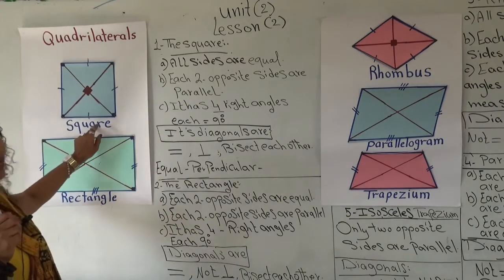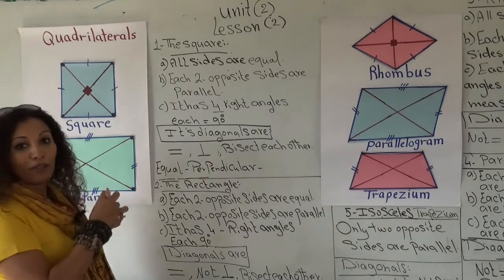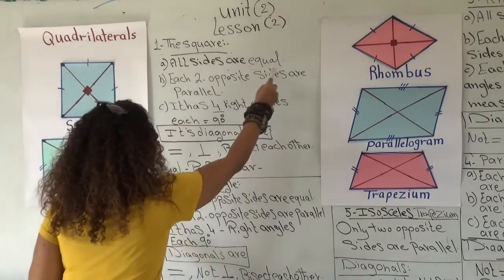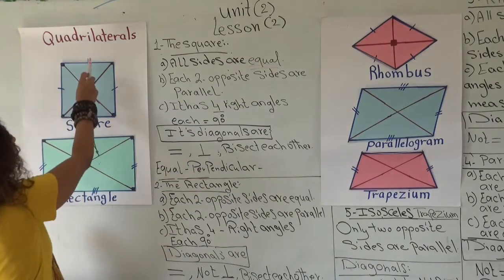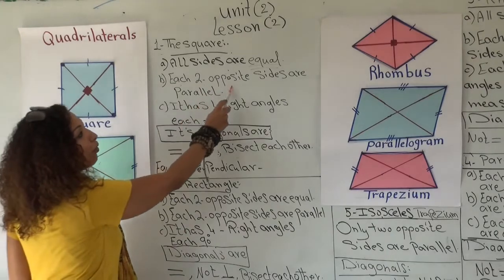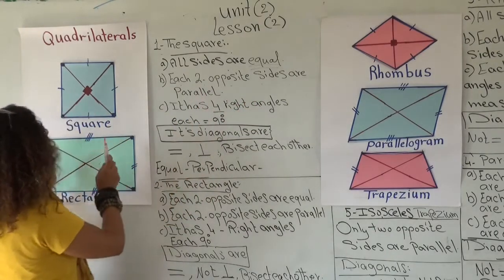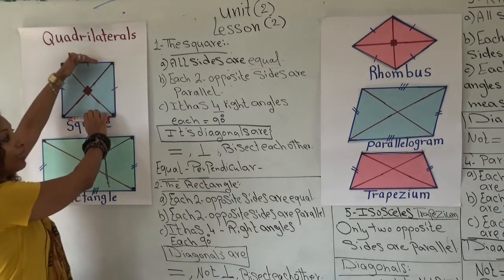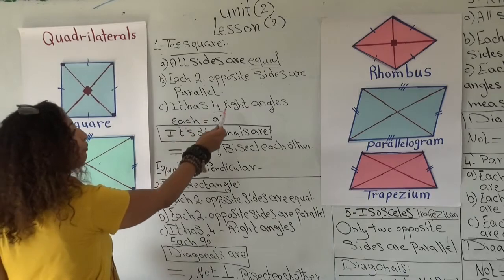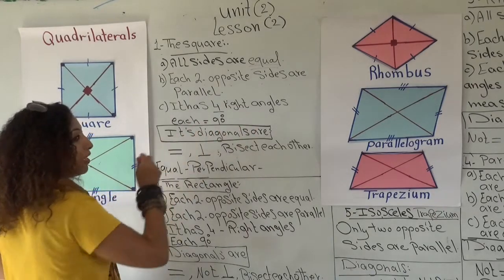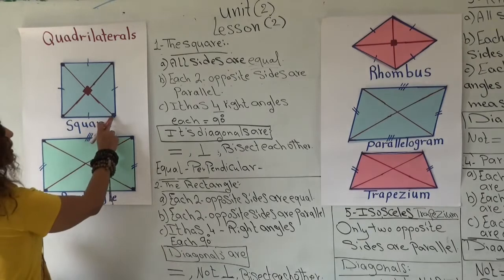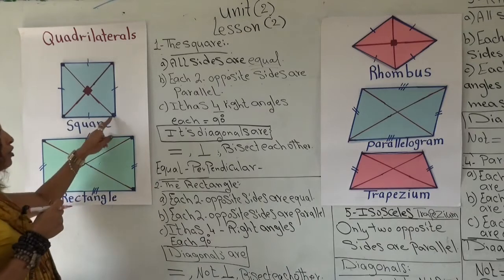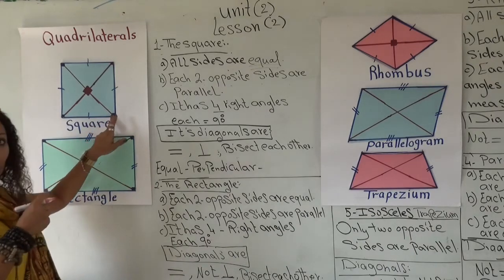Okay, so the square, we are going to take the properties of the square first. In the square, all sides are equal. Each two opposite sides are parallel. So we have this side parallel to this side, and this side is parallel to this side. And it has 4 right angles. Each of them measures 90 degrees. So it has here 1, 2, 3, 4 angles. Each is a right angle, and the measure of one of them is 90 degrees.